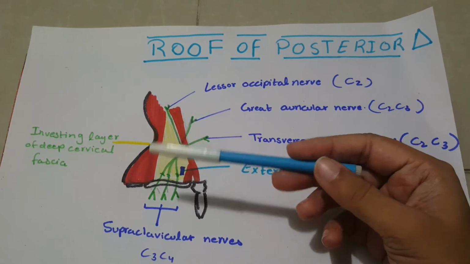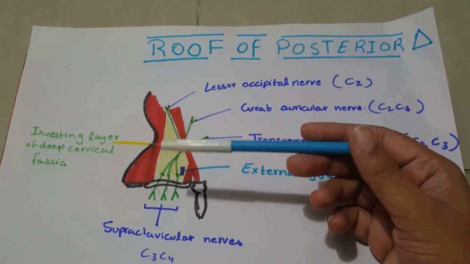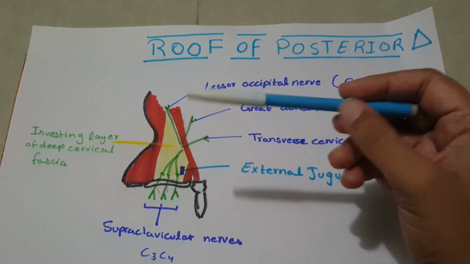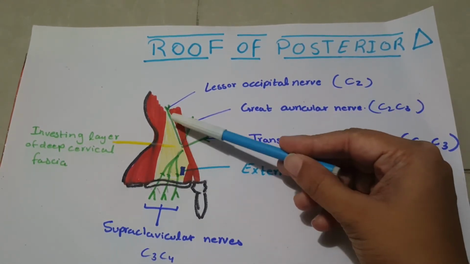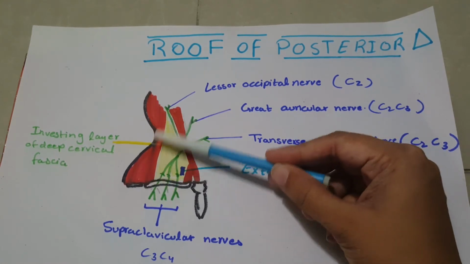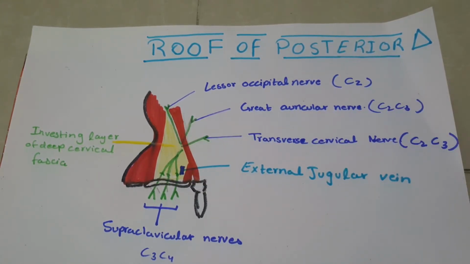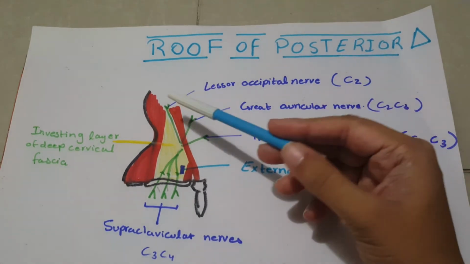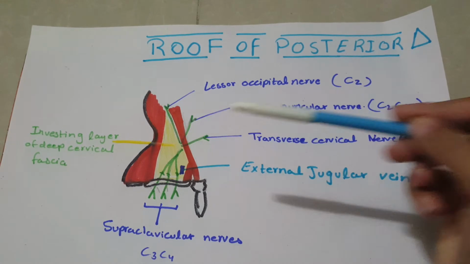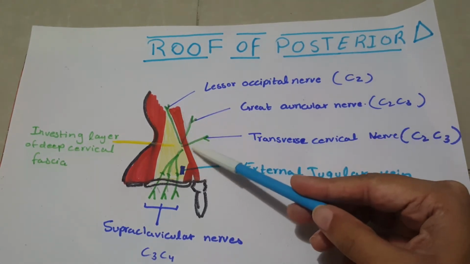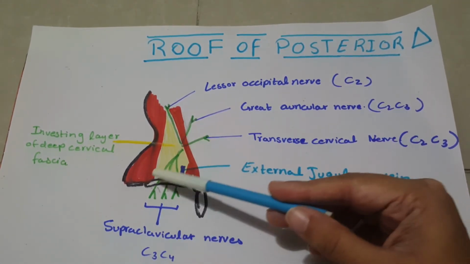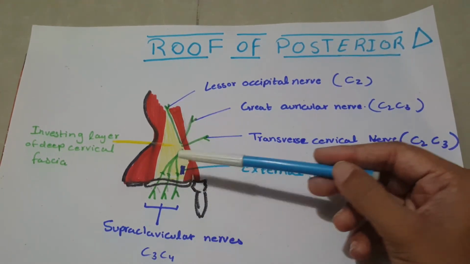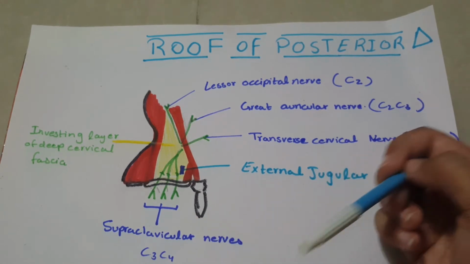As we know that outermost layer is of skin, then comes superficial fascia, then comes investing layer of deep cervical fascia. Okay, with yellow color I have shown investing layer of deep cervical fascia, and superficial fascia over the deep fascia contains 4 cutaneous nerves. These are lesser occipital nerve, greater auricular nerve, transverse cervical nerve, and supraclavicular nerves. These 4 cutaneous nerves basically pierce the deep fascia and become superficial.